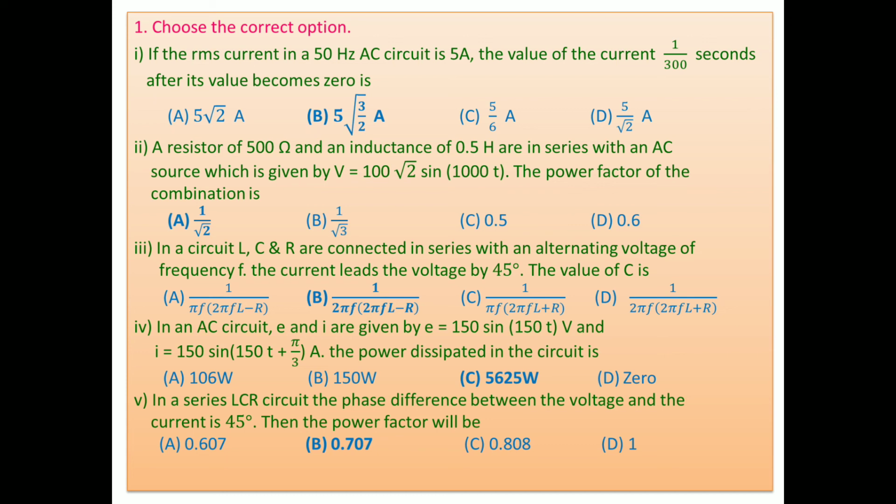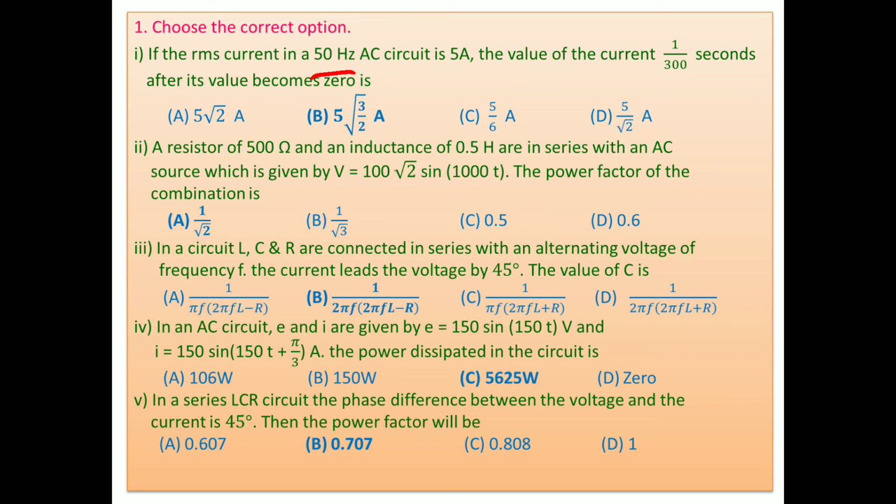If the RMS current in a 50 Hertz AC circuit is 5 ampere, the frequency is given as 50 Hertz and the RMS current is 5 ampere. The value of the current 1 upon 300 second after its value becomes 0 is? We have to calculate the instantaneous current at time t equal to 1 upon 300 second.